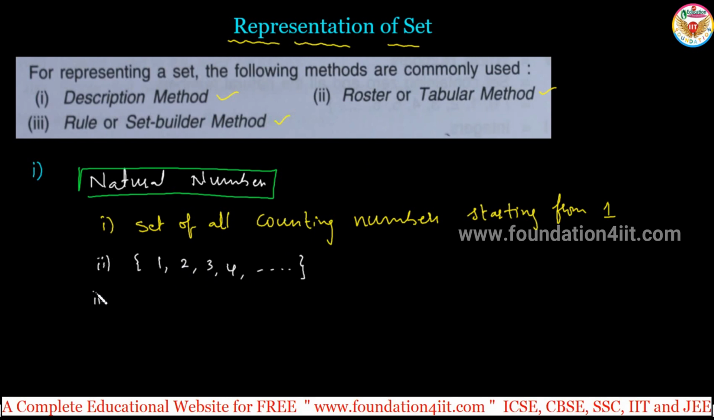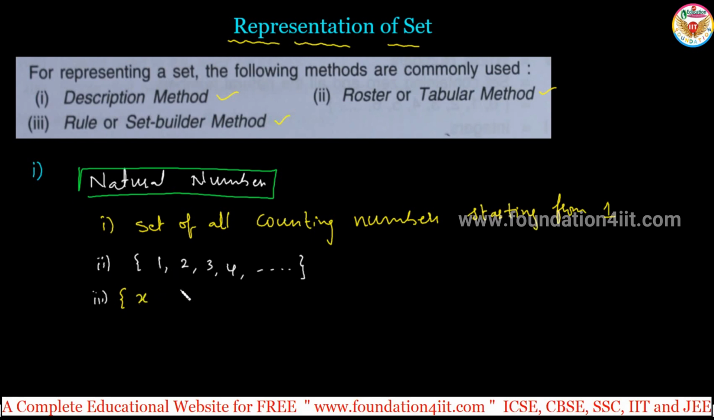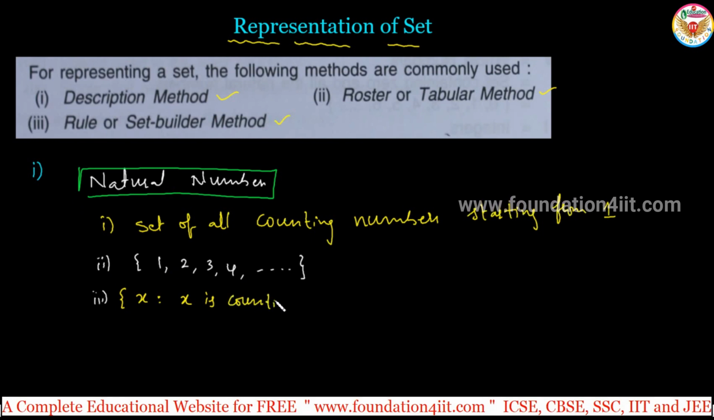Next, the third one, the rule or set builder method. We can make a rule for this. Within the braces, first x, such that x is a counting number starting from 1. What is the meaning of this x here? x is a counting number, starting from 1. Right?